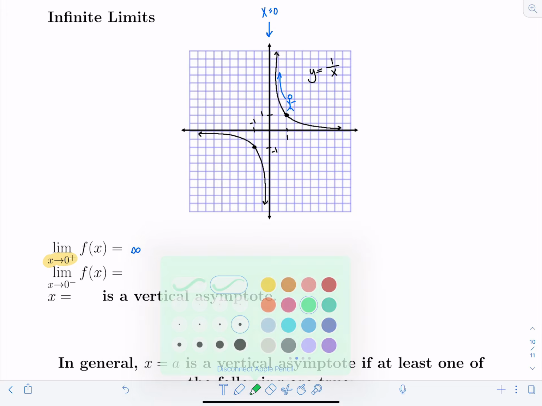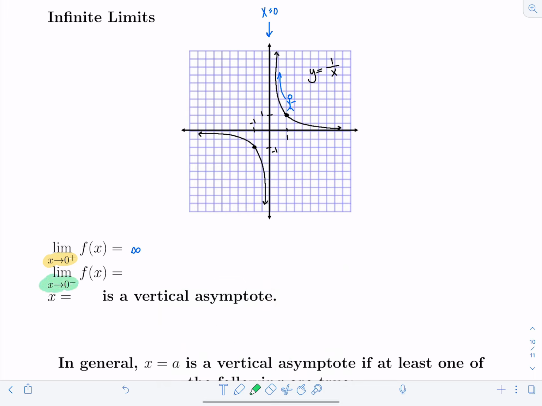Now, what if you approach 0 from the left? So this time you're walking on the graph. Maybe you're walking upside down, huh? You're walking on the graph, getting closer and closer to 0 from the left side. Where are you going? Where are you tending towards? In this case, negative infinity.